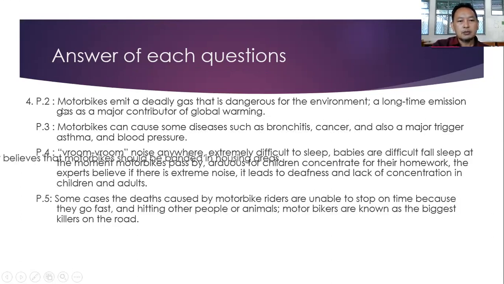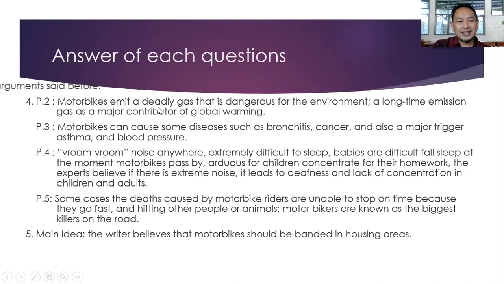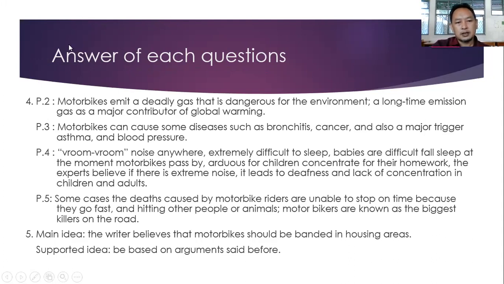Paragraph 2, motorbikes emit a deadly gas that is dangerous for the environment. A long-time emissions gas is a major contributor for global warming. Paragraph 3, motorbikes can cause some diseases such as bronchitis, cancer, and also a major trigger of asthma and blood pressure.